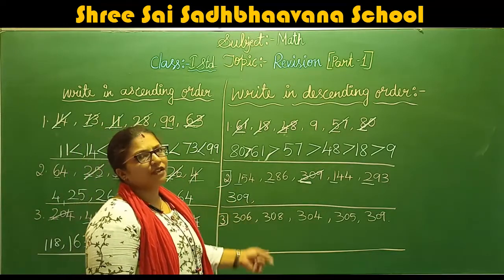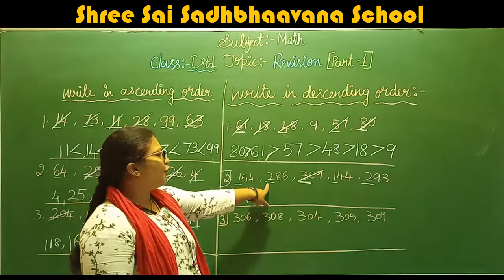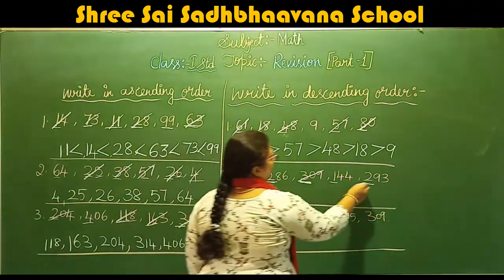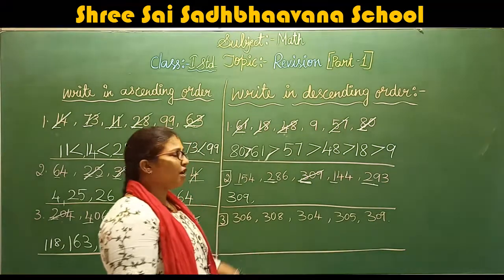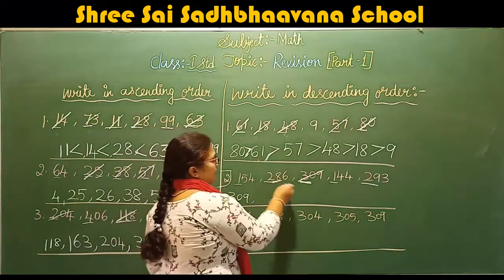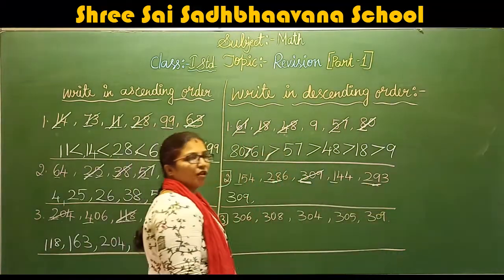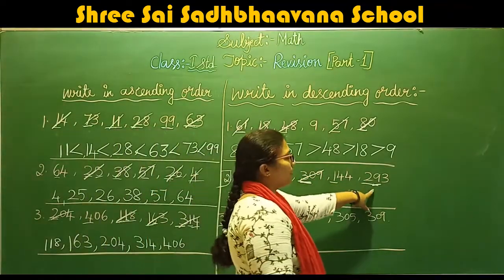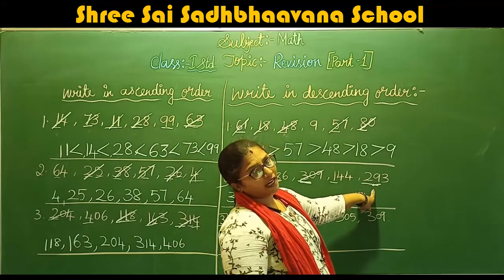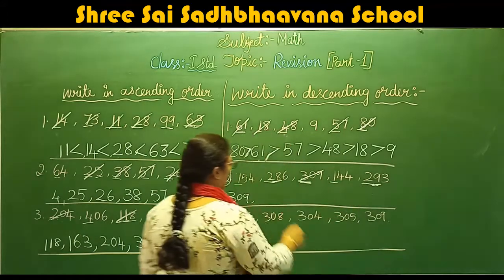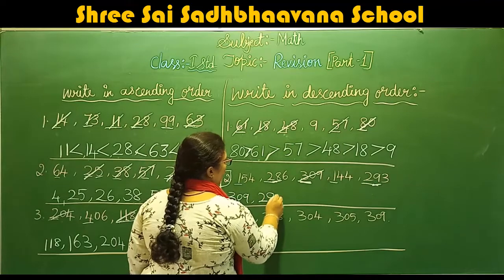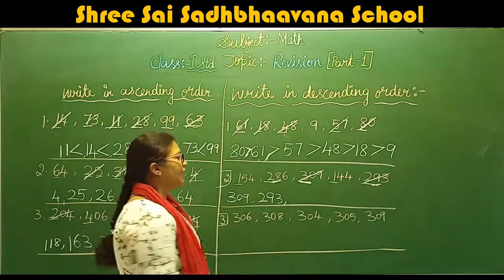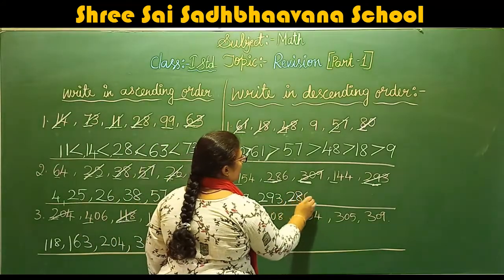So after this, which is the smaller? 2 and 2, they have given 2 twice. So what do we have to do now? We have to look at the tens place number. Here it is 8 and here it is 9. Which is the bigger number? 9 is the greatest number. So we are writing here 293. Then we have to write 286.